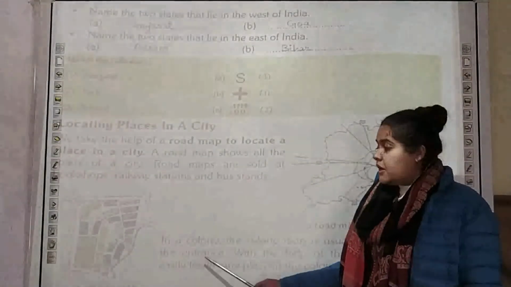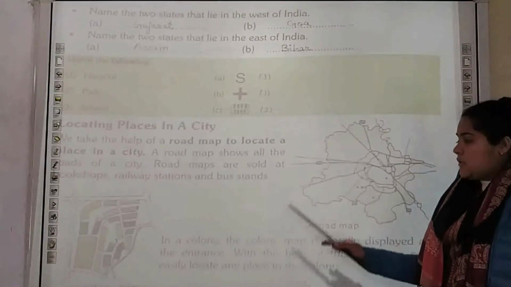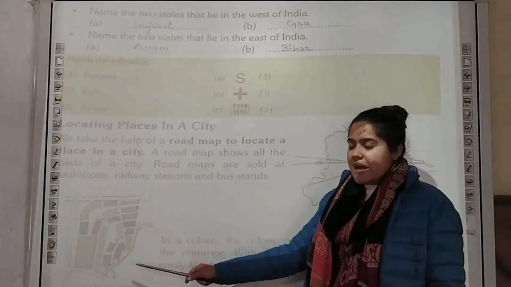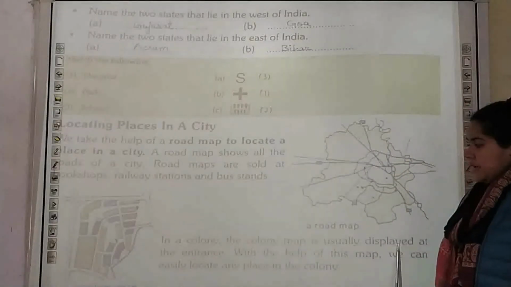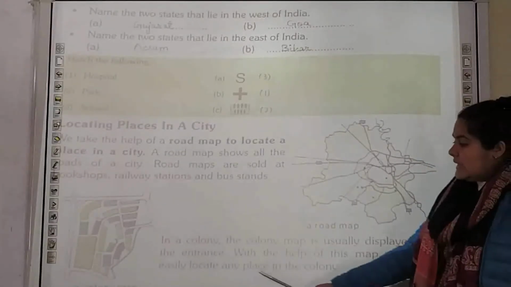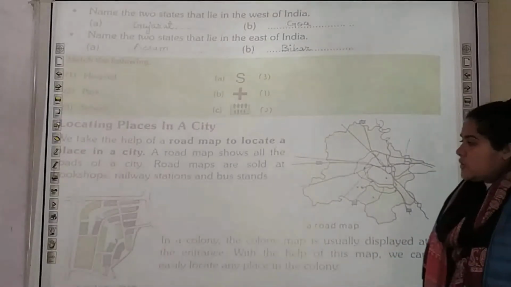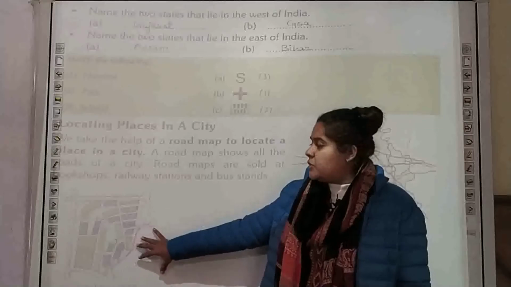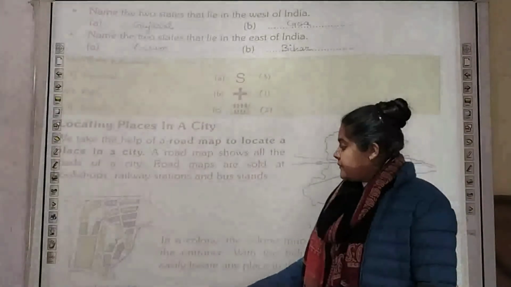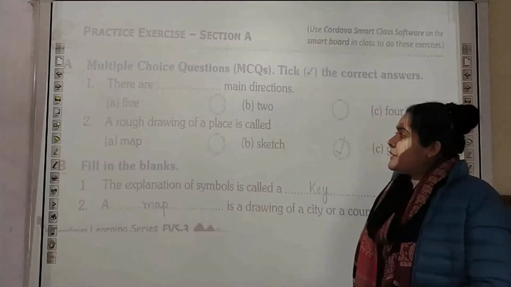So remember that whichever colony you are entering, whichever sector you are entering, there is a particular map which is just at the entrance. With the help of this map, we can easily locate any place in that colony. This helps us to find out any place present in that particular colony. So that's it. Now move on to the exercise part here.